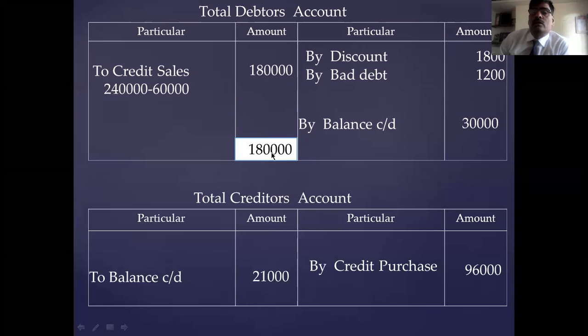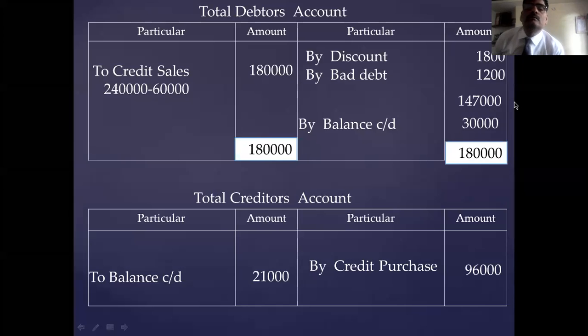Debtors credit side 1,80,000. Then difference is 1,47,000. What is this? Debtors account difference 1,47,000. Credit side important item is balance. By cash, cash collected from debtors. This you have to take in the cash book, debit side. It is ascertained. You take this amount in the cash book.